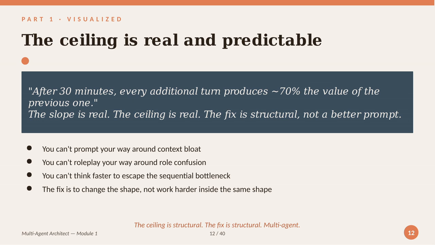The fix is to change the shape: break the work into specialized agents, dispatch them in parallel where possible, and offload heavy reading to context sinks. That's multi-agent. That's why the rest of this course exists. The ceiling is structural. The fix is structural. Multi-agent is the fix.